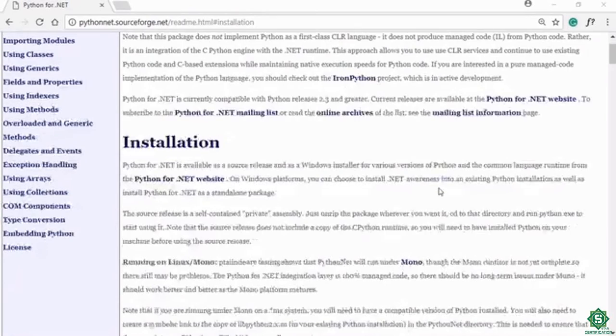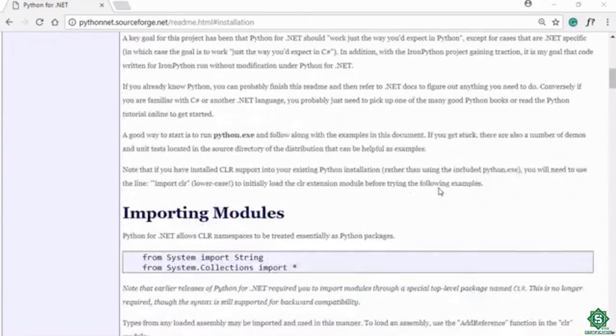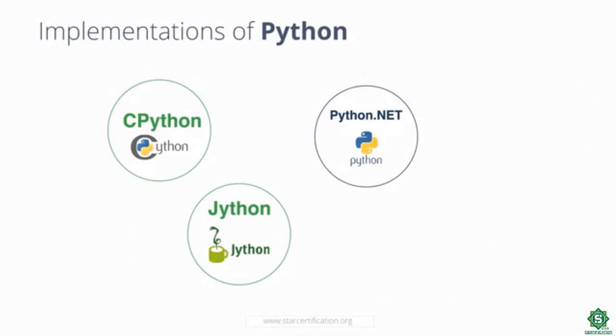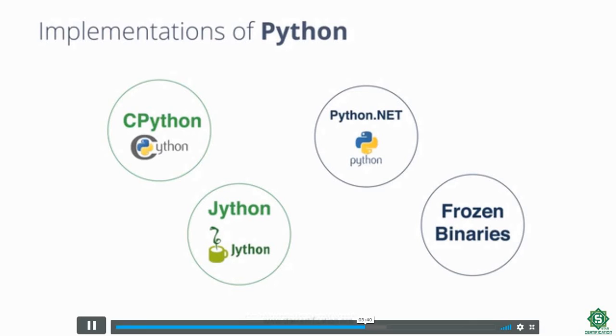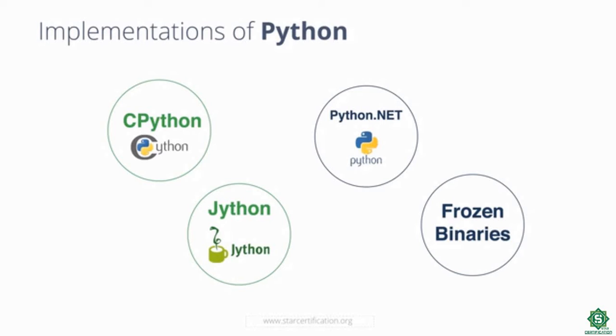Python.NET is the implementation of Python that allows the integration with the .NET framework. Frozen binaries is a Python flavor with which you can generate a standalone binary executable from Python programs. Using third-party tools, Python programs can be transformed into true executables known as frozen binaries.